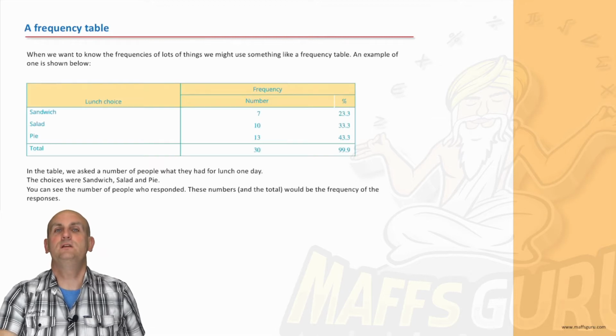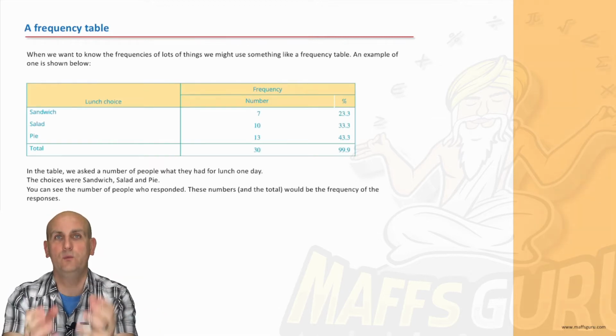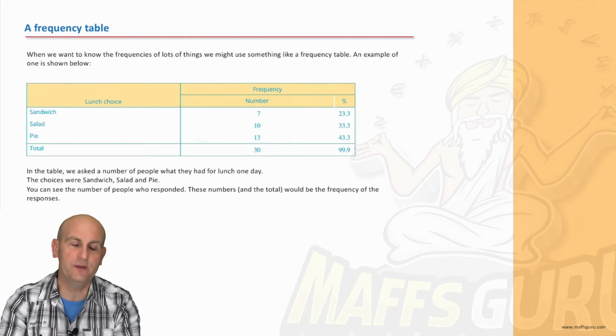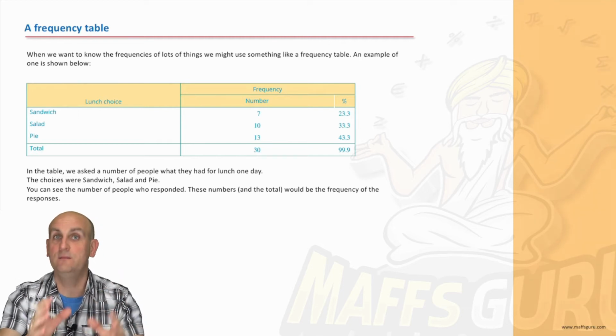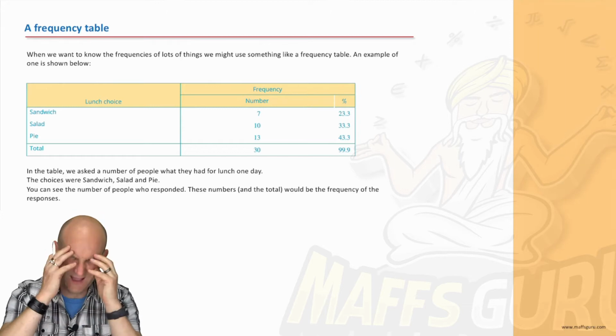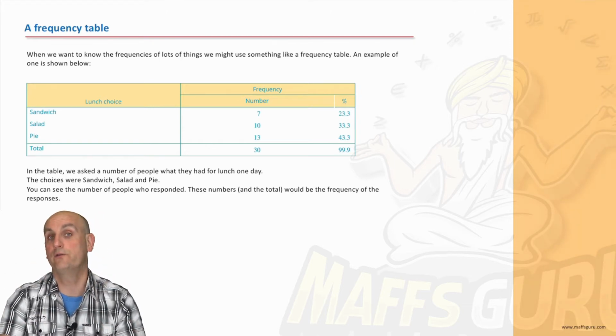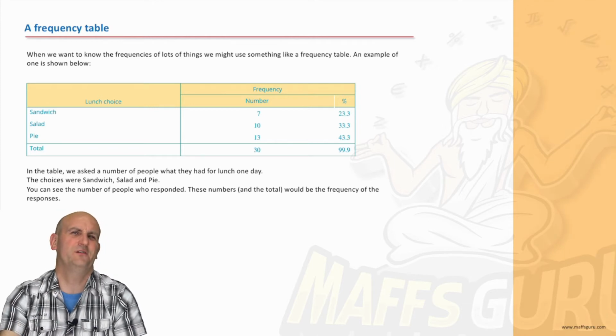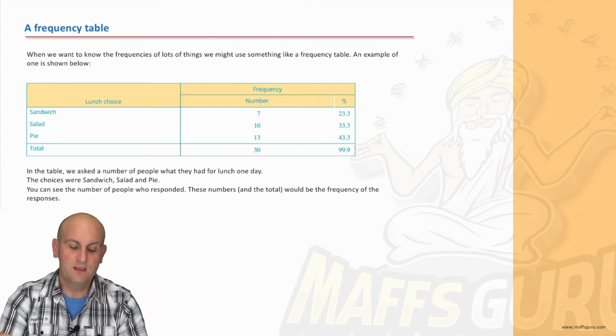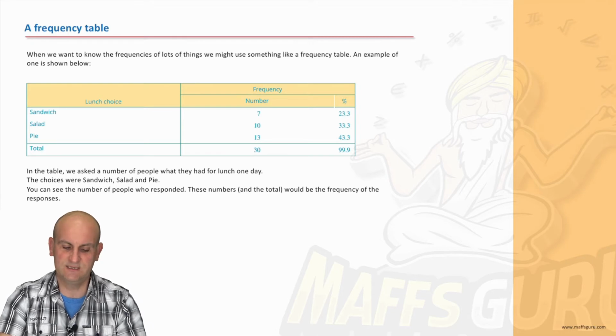So what is a frequency table? Now with data, we want to try and make sense of it. That's the whole point of data. And we can do a table, and in a minute we'll draw some diagrams, because our brains love pictures. We are far better off with pictures than with lots and lots of text. So here, ladies and gentlemen, is a frequency table.